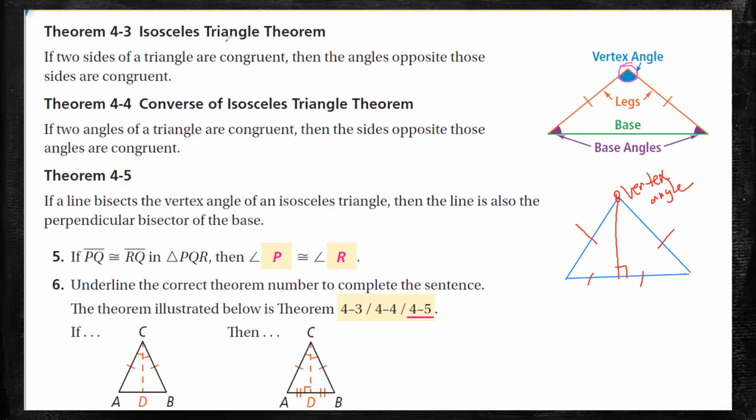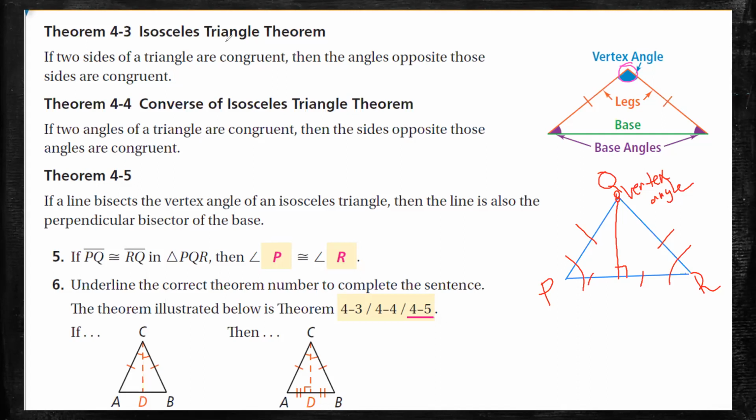Now, if PQ is perpendicular to RQ, we have this triangle that we name PQR. If PQ is perpendicular to RQ, what does it mean? That means if they are perpendicular, angle P is... if PQ is congruent to QR. If these two sides are congruent, that means angle P is congruent with angle R.